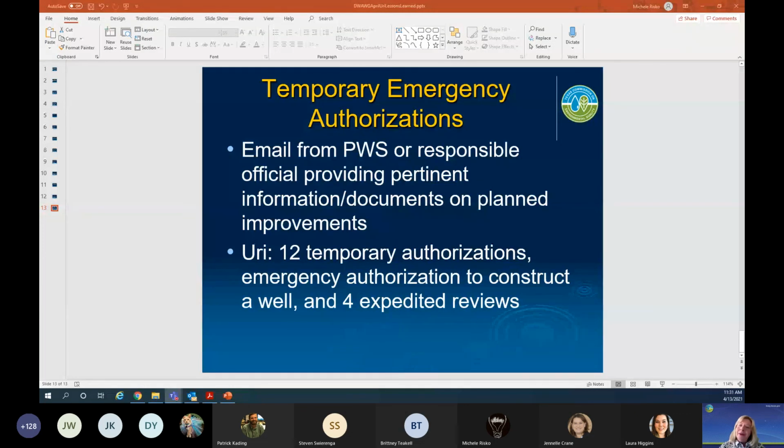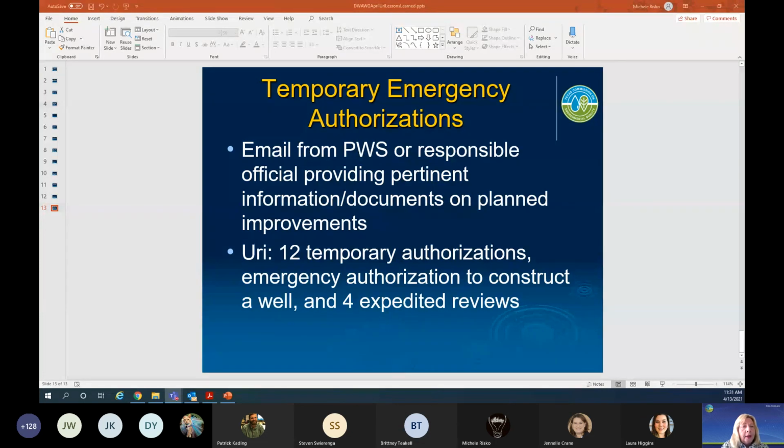Winter Storm Uri. I'm getting ready for the next season, y'all. For Winter Storm Uri, we did temporary authorizations for water haulers, temporary interconnections. Batch chlorination was a big thing that we haven't done before. We also did an emergency authorization to construct a water well. We had a system with one water well go down and request an emergency authorization to drill a water well. We also had some reviews pending that we expedited to help the systems get off their boil water notices.